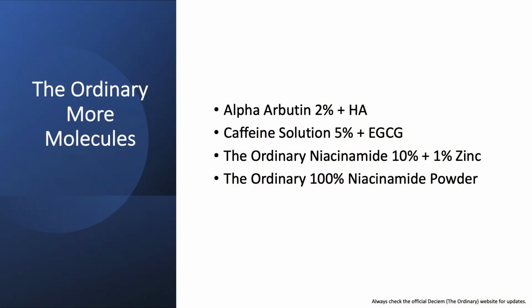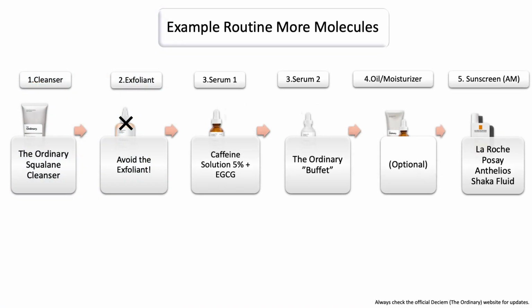Now you're also fine to use The Ordinary More Molecules category when using The Ordinary Buffet serum, which also includes alpha-arbutin, the caffeine solution, niacinamide serum, as well as niacinamide powder. So you are fine to also include one of those or maybe two of those in the same routine when also using The Ordinary Buffet serum. And this is also what an example routine would look like.